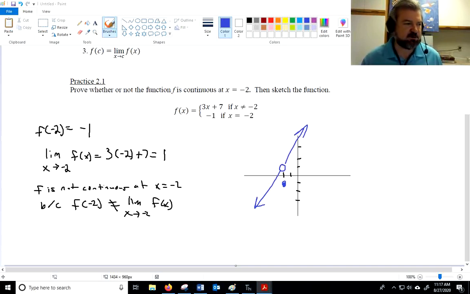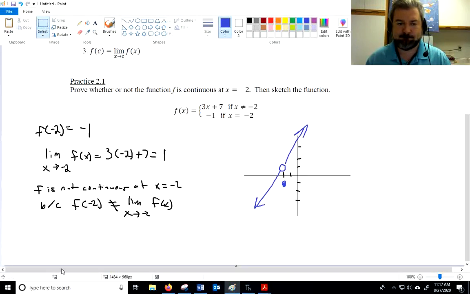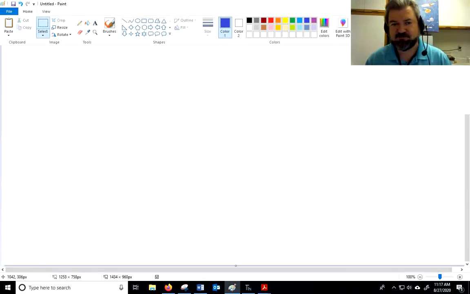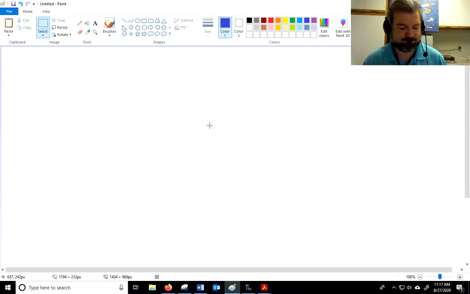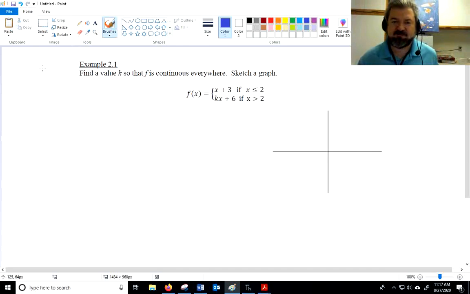All right, let's work an example together. Let me just pull this over to my board here. My paint board, if you will. All right. We're going to find a value k so that f is continuous everywhere. So I'm looking to find a value for k to make this function continuous.